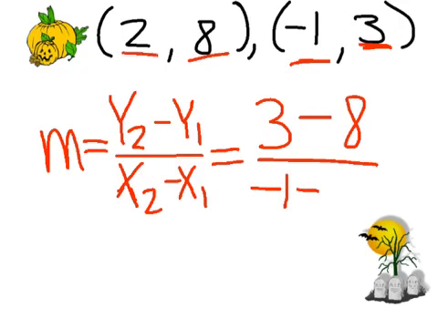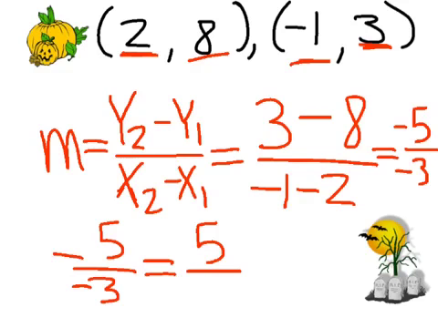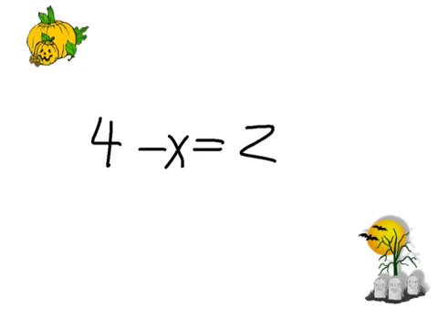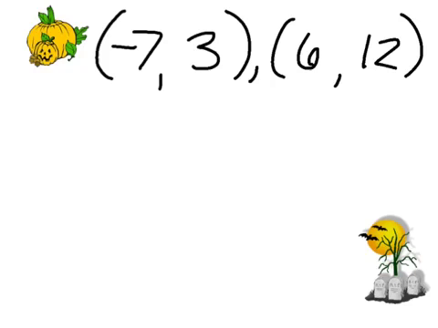On the bottom, negative 1 minus 2. And that's going to be 3 minus 8 is -5. -1 minus 2 is -3. Are we done yet? No, we're not, because it needs to be reduced to a positive of 5 over 3. Right, we need to reduce this. 5 over 3. Alright, answer for the bonus problem should be 2.